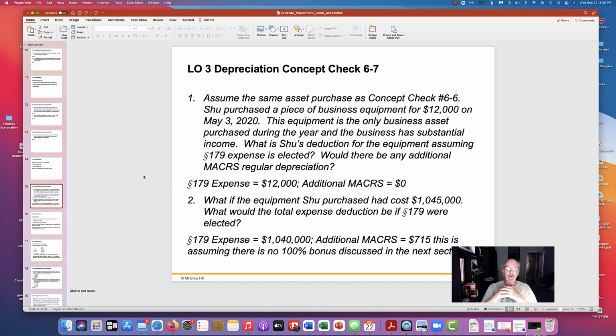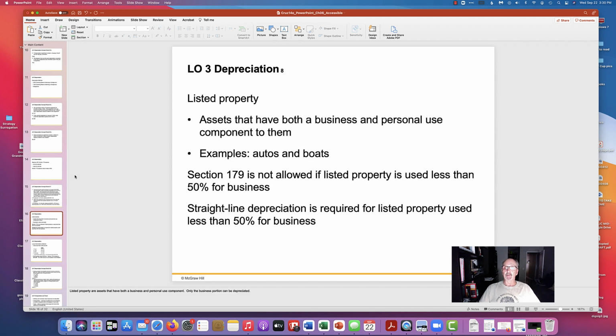Under number 2, if the equipment was $1,045,000, what would be the total expense deduction at 179? The expense deduction would be the maximum of $1,040,000, and the difference between $1,045,000 and $1,040,000 would be the additional carryover, in this case, $715.